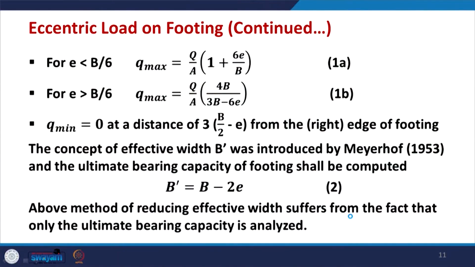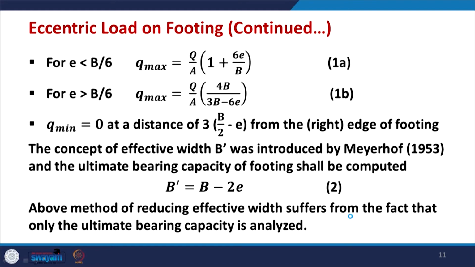Now, let us consider both the cases. When the value of e is less than B by 6, the maximum value Qmax, which we have just discussed, can be given by the relation Q by A times 1 plus 6e by B. That is equation number 1A. However, if e is exceeding B by 6, then Qmax will be given by the second equation 1B, where Q by A times 4B divided by 3 times (B minus 2e) is there.